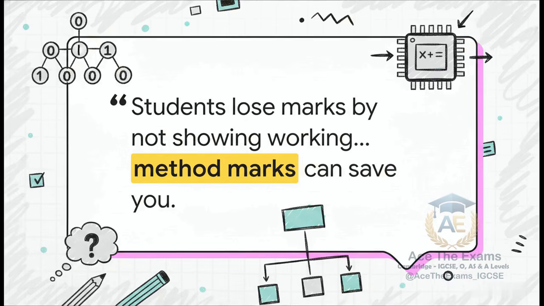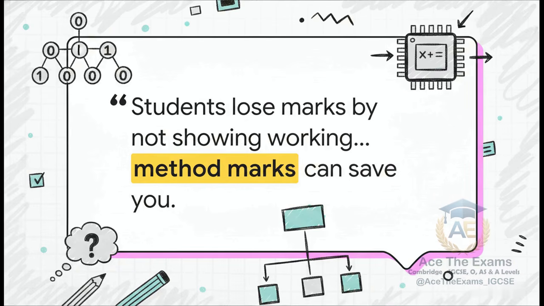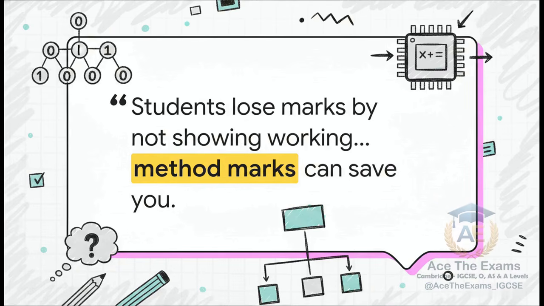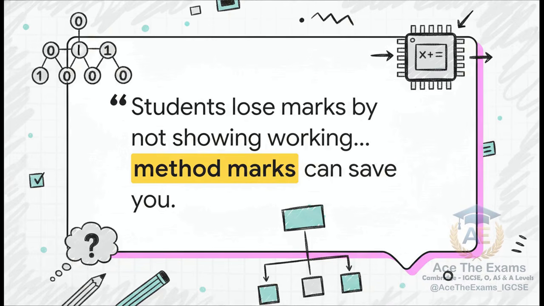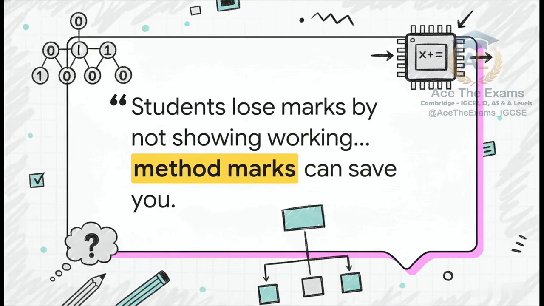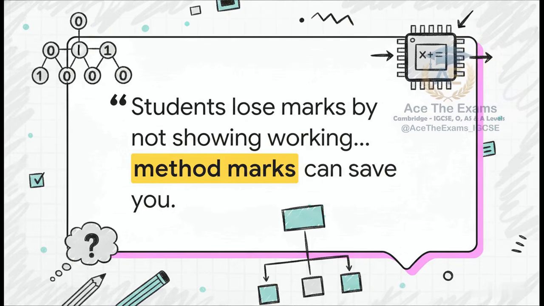Too often, we treat computer science calculations, especially those involving register contents, memory addresses, or trace tables, as a simple binary right or wrong scenario. You either got the binary converting right or you failed. But the examiners are literally telling us directly that your process is just as valuable, sometimes even more so, than your final destination. Think about Sam rushing through his paper.